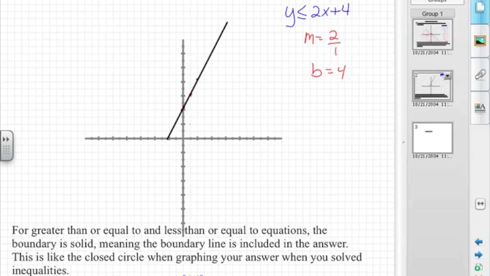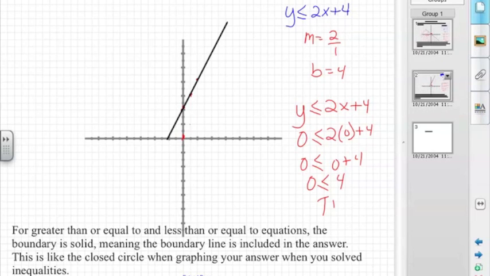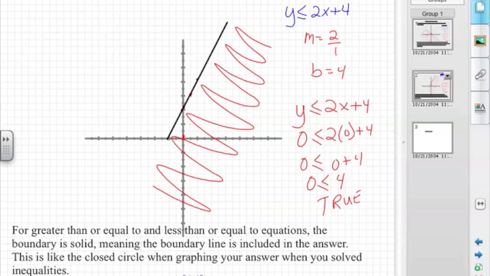So we will now have the choice of picking a point to decide where this equation works. The origin is always the best point to pick. It's the easiest math. So we will take y less than or equal to 2x plus 4. We will substitute in the coordinates of the origin for x and y. So we're going to have 0 is less than or equal to 0 plus 4. Is 0 less than or equal to 4? Yes, that's true. So we know that the origin works. So that means that all of these points on this side of the line will get shaded in because they all work, every single one of them.